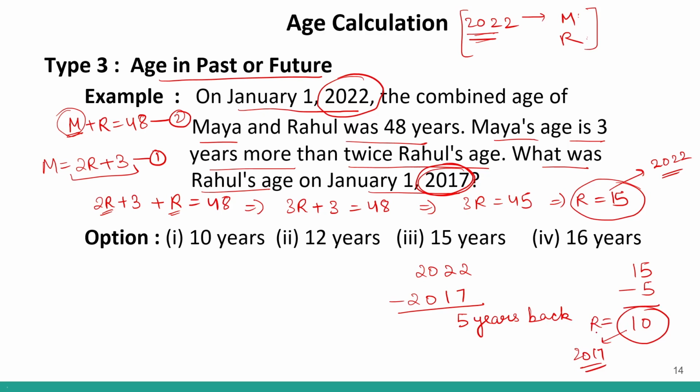Clear? So this is how you get questions on age in past or future. Rahul's age will be 10, which is given in option number 1. So option number 1 will be your correct answer to this question.